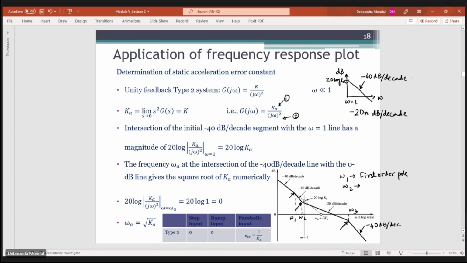So from here we see that if we observe the low frequency component of the Bode plot, that means the initial slopes of the straight line asymptotes which are present in the low frequency.